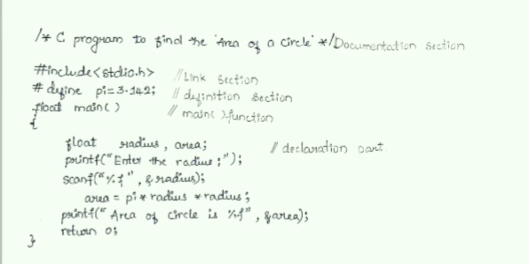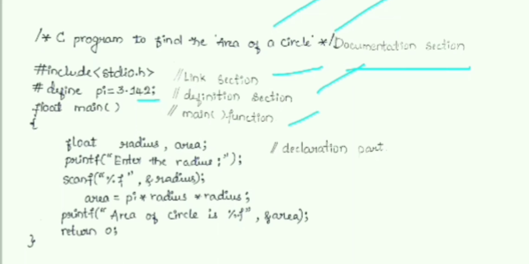Here I have taken an example to show you the structure of a C program. In the documentation section, you will write the name of the program and time of the program if you want. Here I have given only the name of the program, which is a C program to find the area of a circle. Next one is the link section. It contains header files, those are #include stdio.h. Next is the definition section. It contains the pi value, that is a constant value which will never change throughout the program.